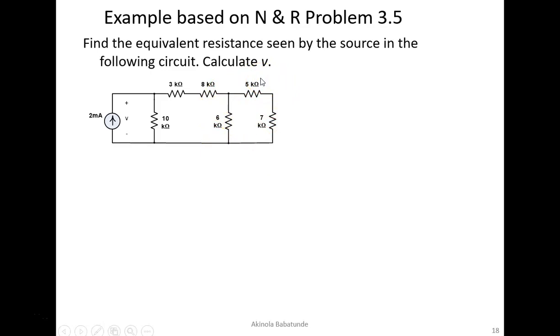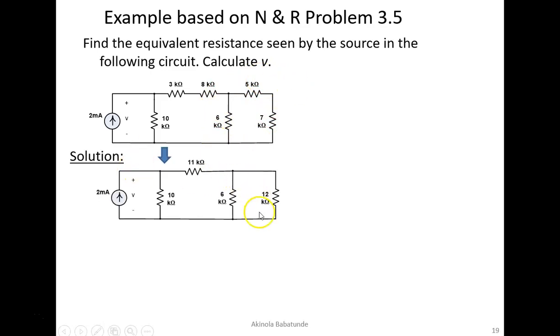Okay, so let's see exactly what is going on. You will find out that the first thing we did was to find the equivalence of 5 and 7. That gave us 12 kilo ohms, and then we went ahead to find the equivalence of 12 and 6. That's why we say 12 times 6 divided by 12 plus 6, and that should give us 4. Once we have 4, there will be 4 kilo ohms here as the equivalent. So you will notice that 3 and 8 are also in series. So you add 3 and 8 together, and that gives us 11 kilo ohms.